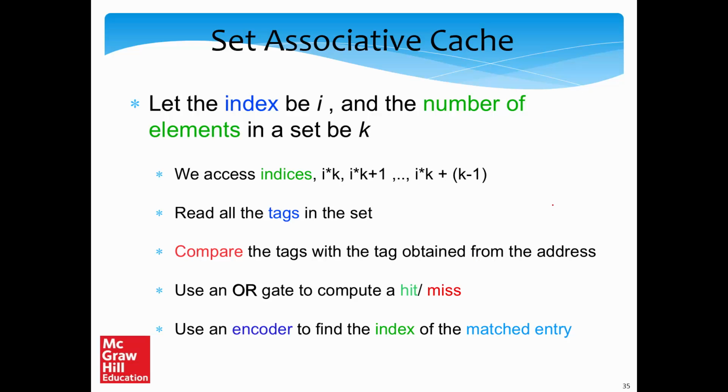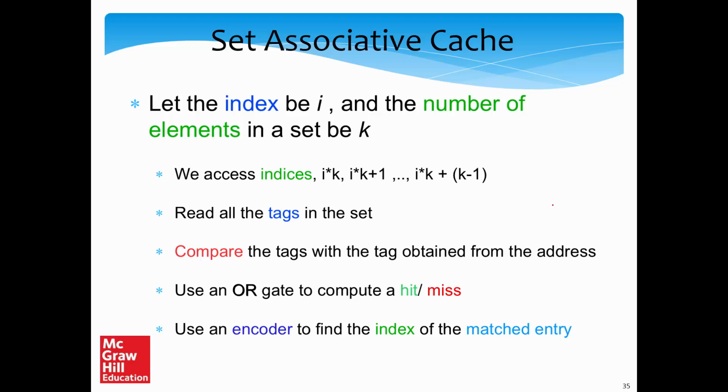So here is a mathematical look at it. Let the index be I and the number of elements in a set be k. Then the indices that we access are I times k plus 1 till I times k plus k minus 1. We read all the tags in a set.